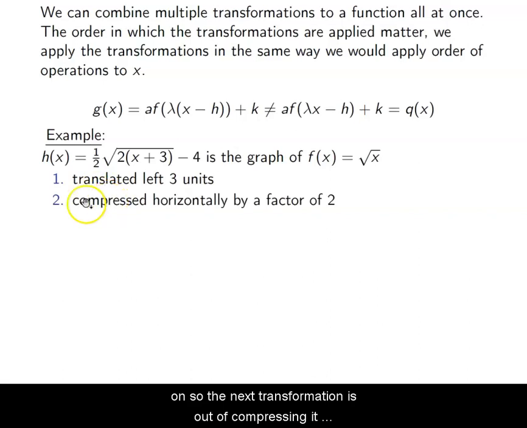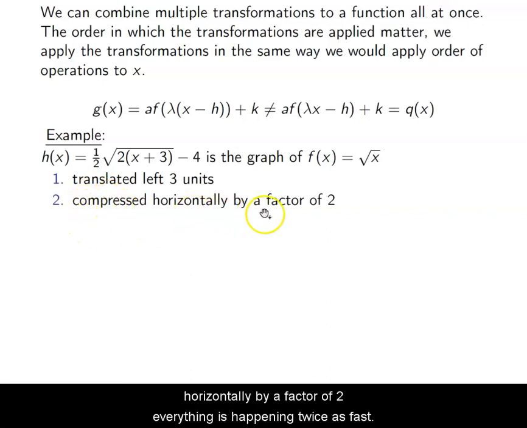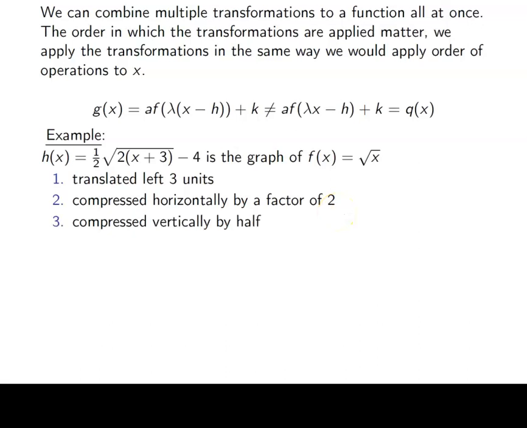So the next transformation is that I'm compressing it horizontally by a factor of 2. Everything is happening twice as fast, okay? Next I am going to do the vertical compression, so everything is half as large. And then lastly, I apply moving everything down by 4 units, okay?